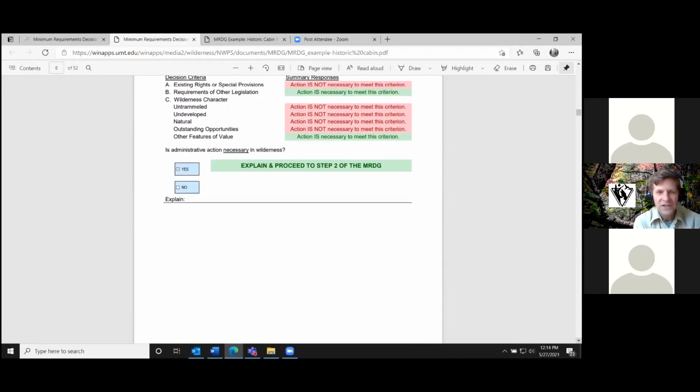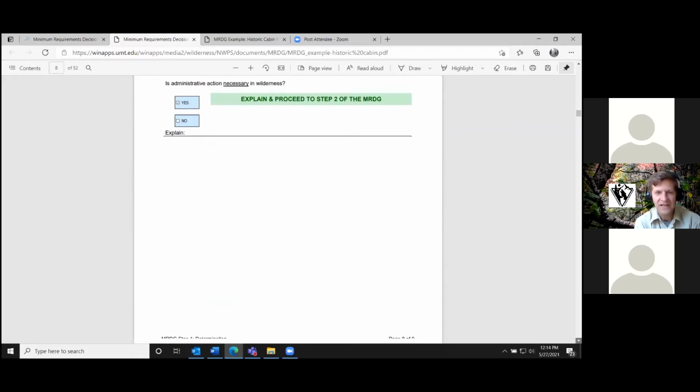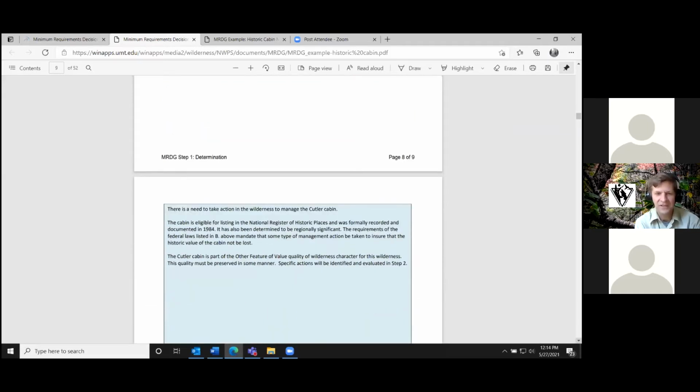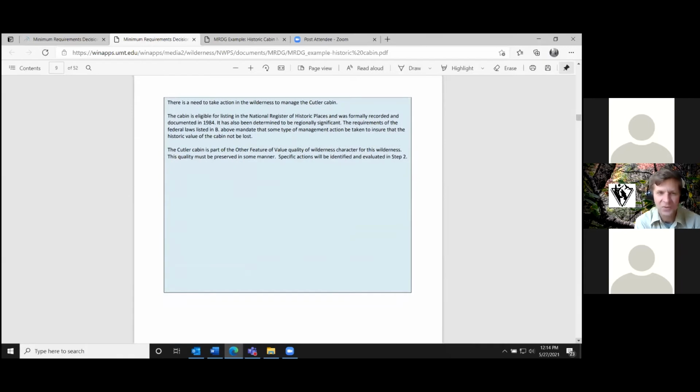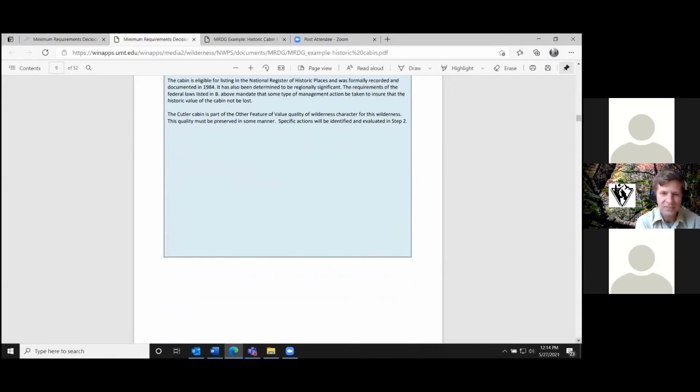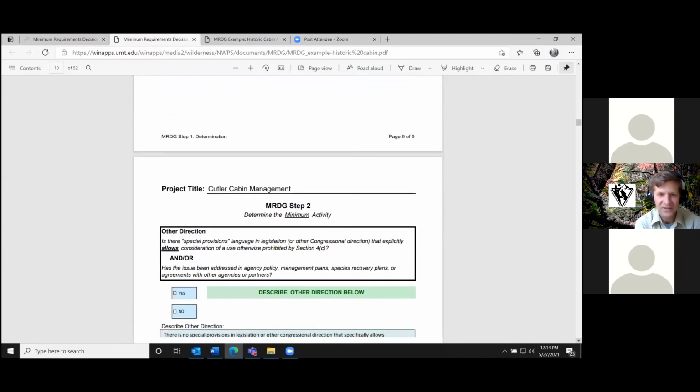And then step one, determination. So is administrative action necessary in wilderness? You can see they check the box, yes. And then there's an explanation. And this one's pretty concise. So they made the determination that some action needs to happen in wilderness. So now you'll start to see that they develop their alternatives. So go ahead and scroll down.